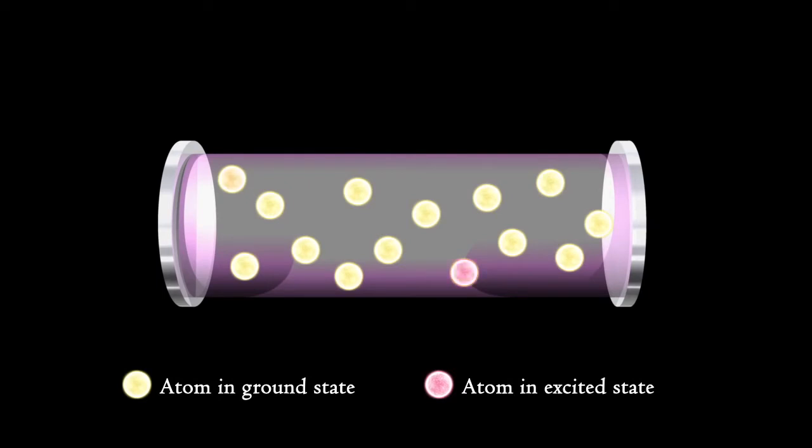A very important fact is that many atoms must be in an excited state. For a laser to work, more atoms must be in the excited state than in the lower energy state, and that is called population inversion.